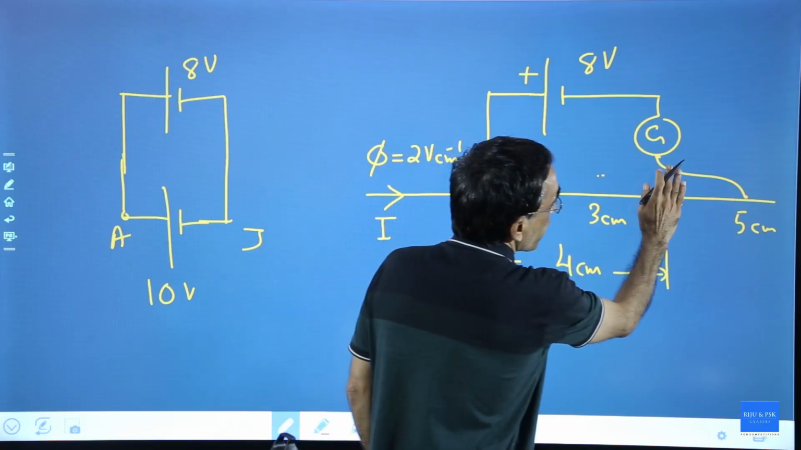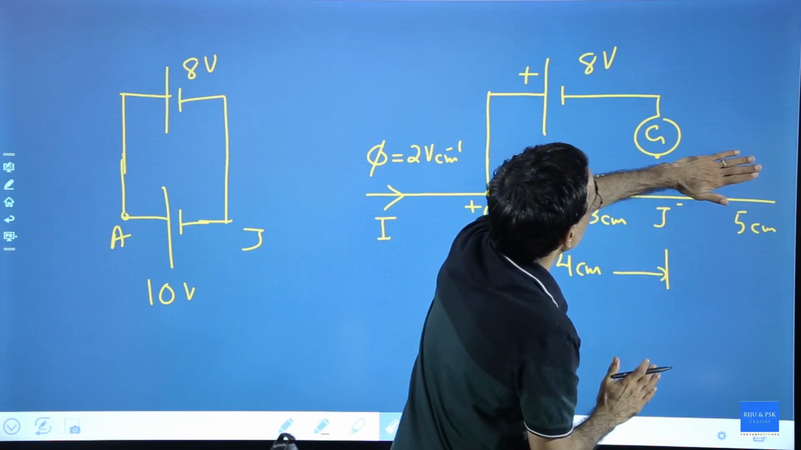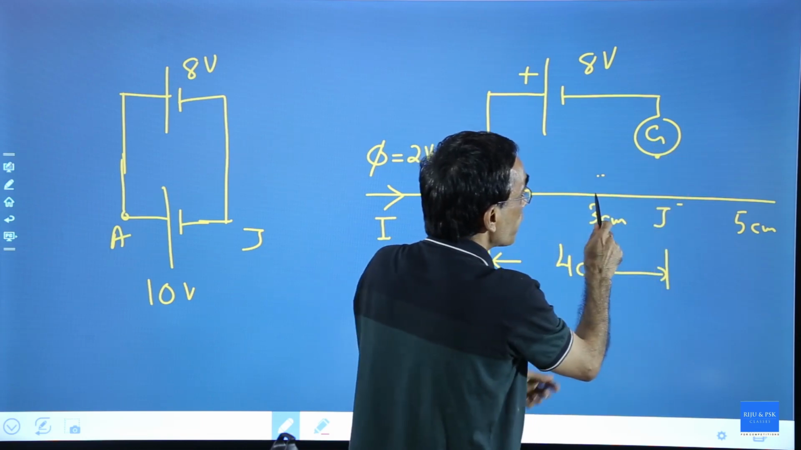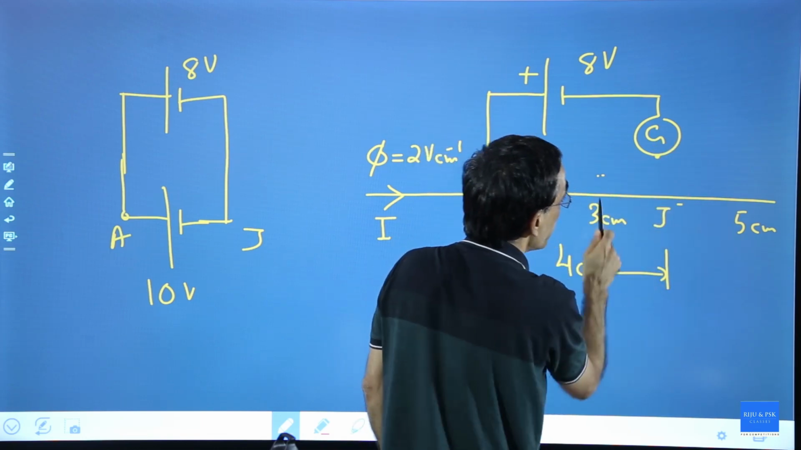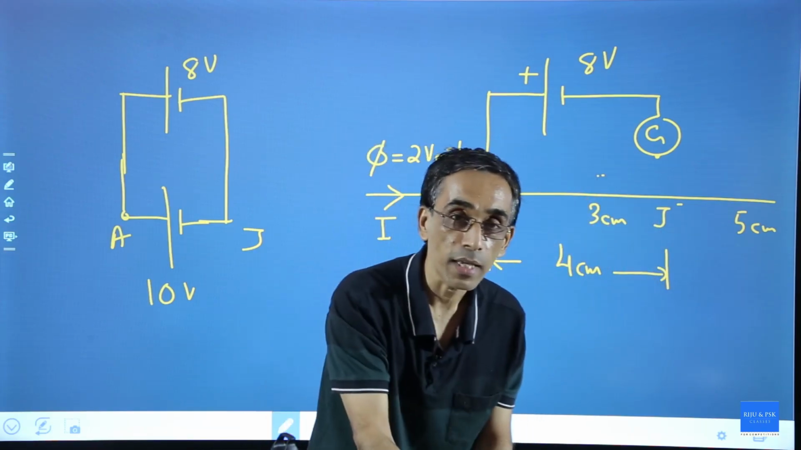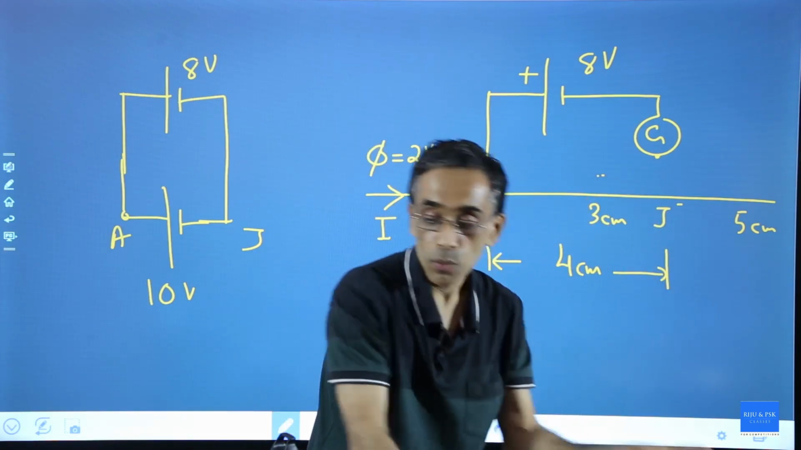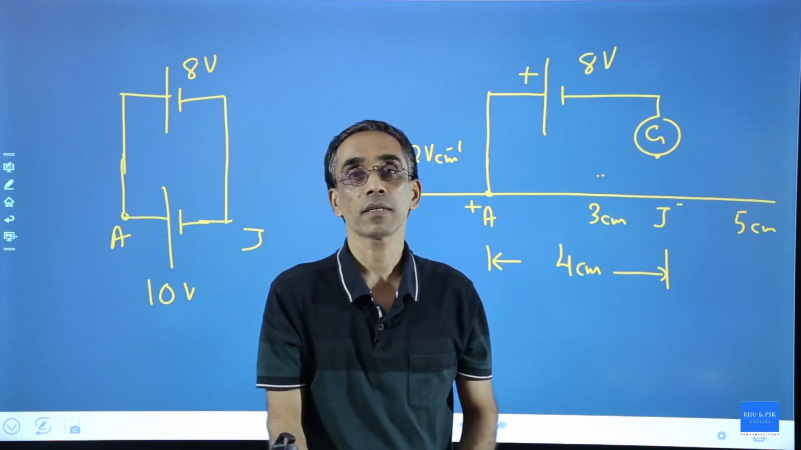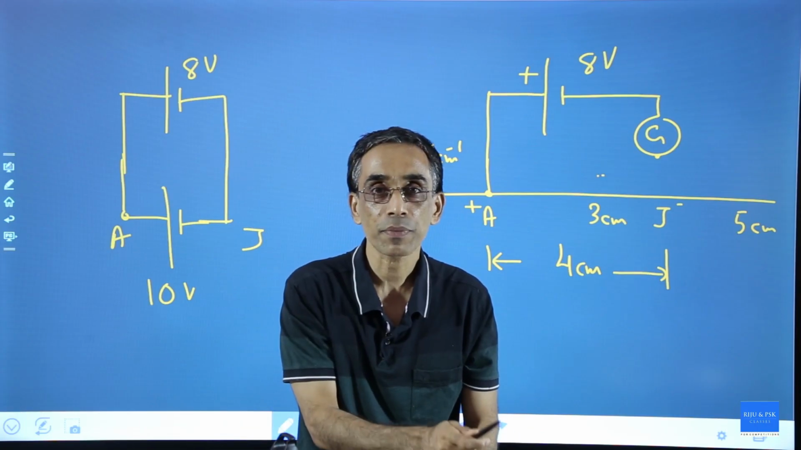If you have a jockey connected here, one wire connected here, and if I keep sliding between 3, 4 and 5, what will happen to the galvanometer? At 3, there is a deflection, at 5, there is a deflection, but at 4, there is no deflection. If you keep sliding, there will be deflection.